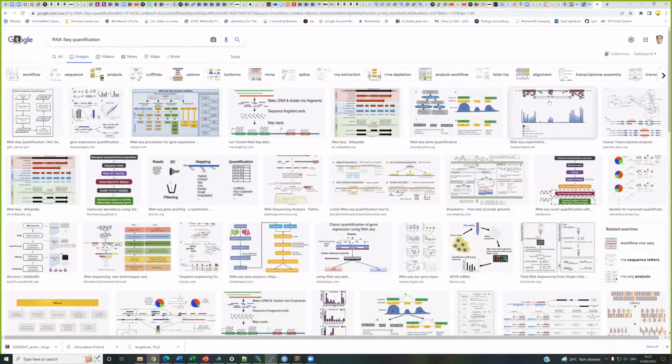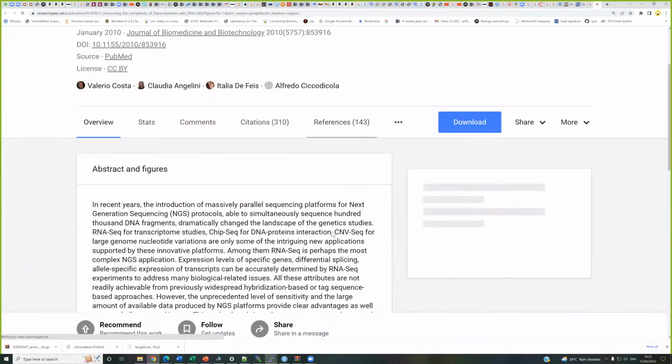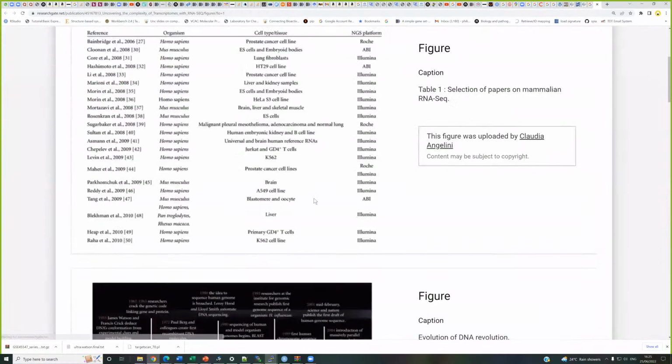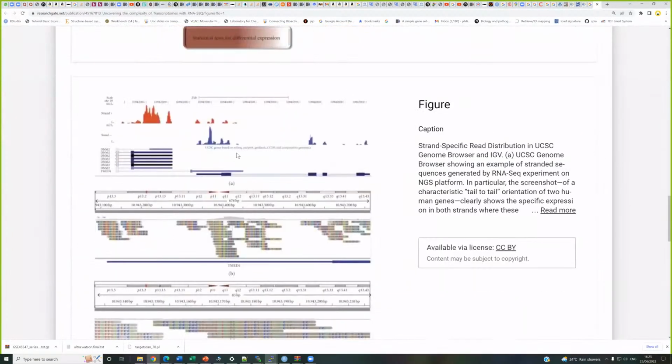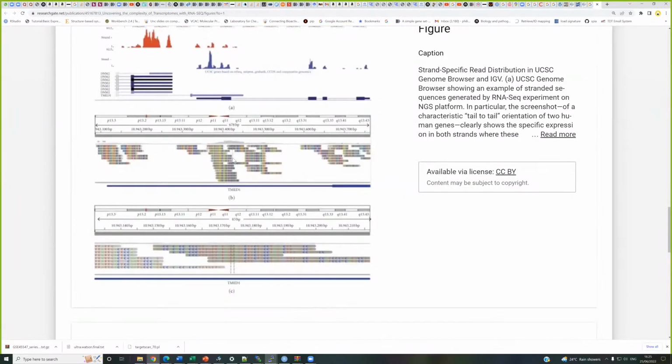So typically RNA-seq only gives you sequences, right? It will give you short sequences, and each of these is a sequence. Suppose this particular region happens to be the genomic location of this particular gene called TMED1. Just by counting the number of sequences, you can quantify.